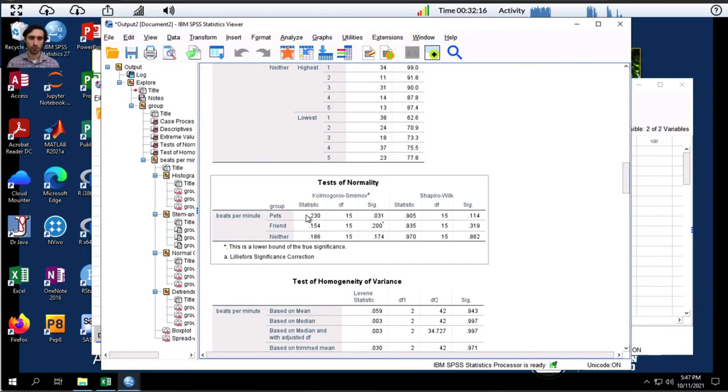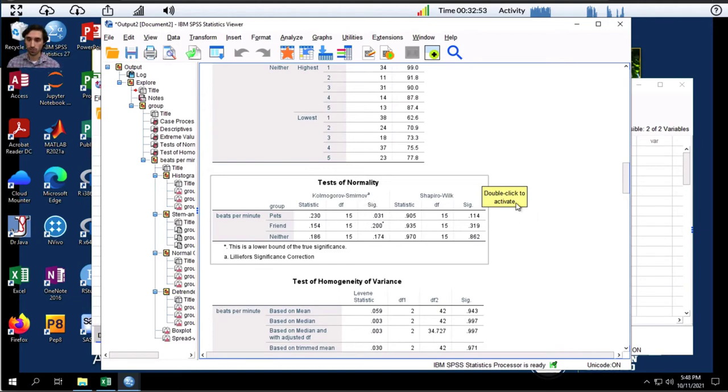So here is our test of normality, and you get this by going to the explore function, going to plots, and clicking the test of normality. Let me go back to the PowerPoint, but first I want to look at our output results. We have the Kolmogorov-Smirnov, which sounds like a drink, let's be honest. And then we have the Shapiro-Wilk. That one seems more Shapiro-y. These are testing for normality.